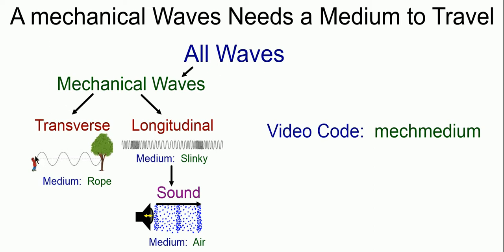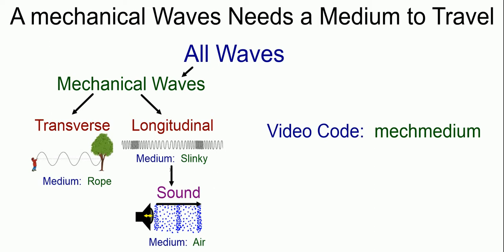Transverse is a good example, is that rope wave right there. So the medium there is the rope, and if there were suddenly no rope, there'd be no wave, would there? That mechanical wave needs that medium. Same thing here. This is a longitudinal wave and a slinky with those compressions there, and if you took that slinky away, there'd be no medium.